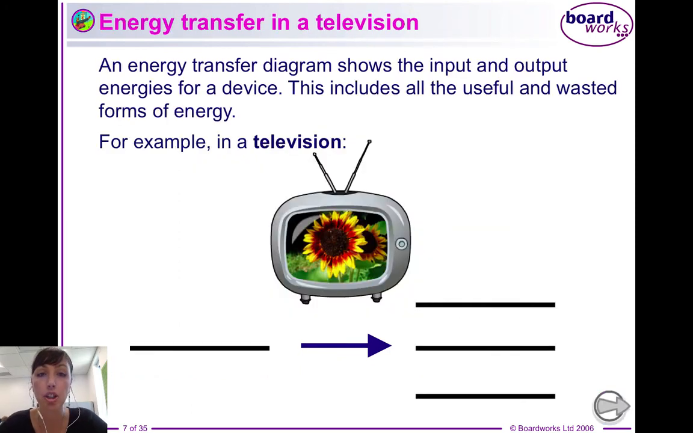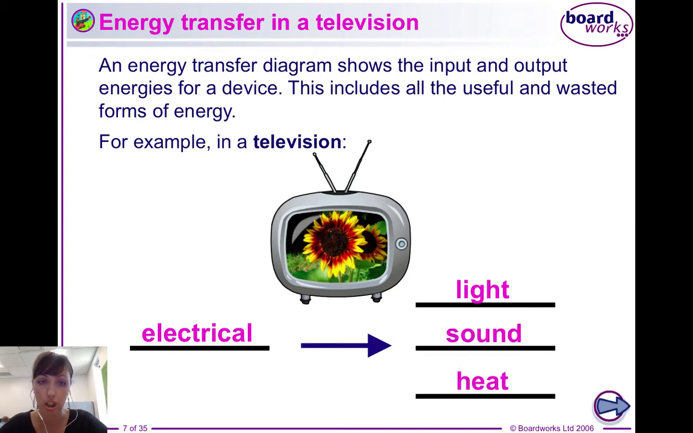Okay, so an energy transfer diagram shows the input and output energies for any device. Cambridge love these. You almost always have one on an exam. And this includes all the useful and wasted forms of energy. So for an example, in a television, you're going to receive electrical energy, and the TV is going to put out light energy, sound energy, and heat energy.